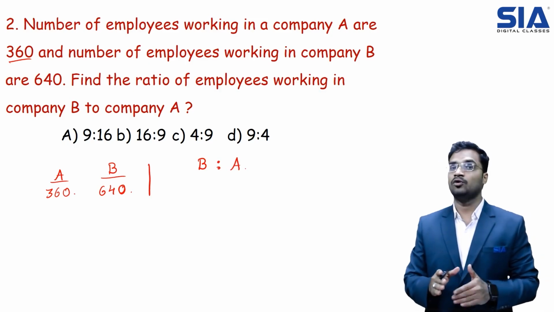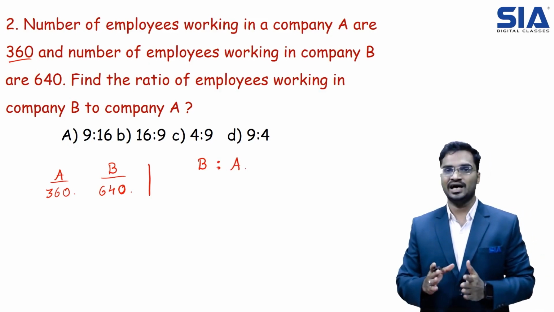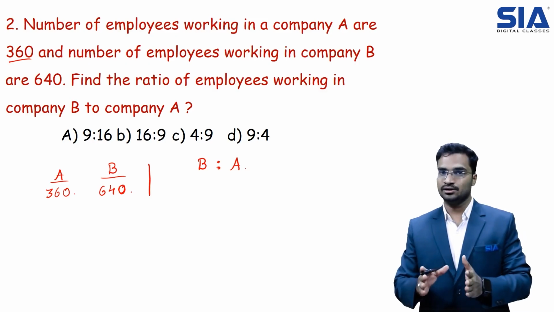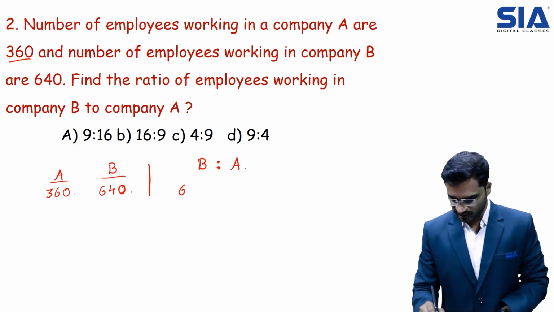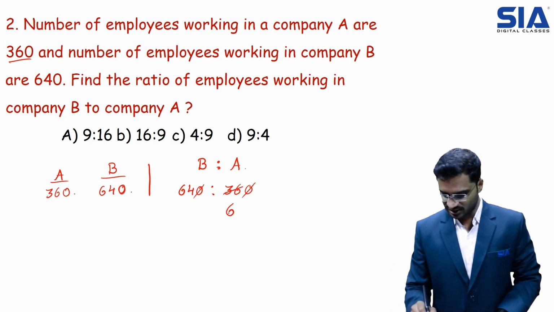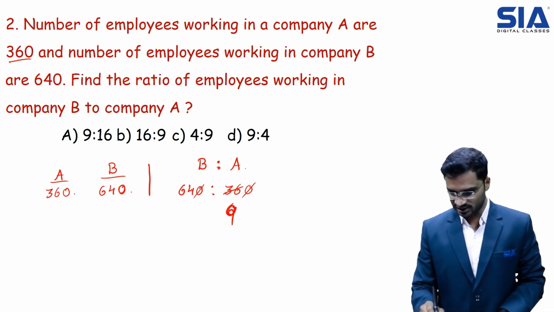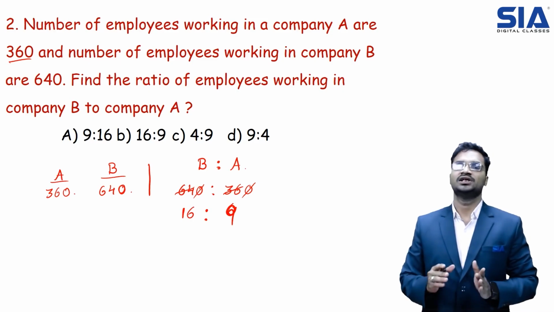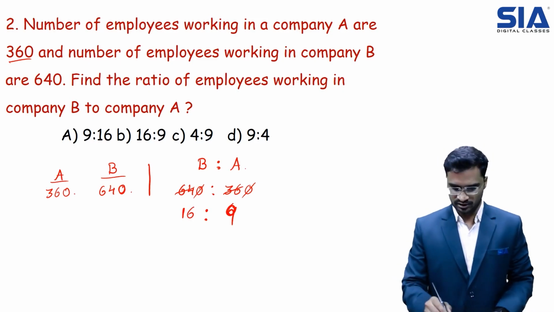You have to remember, whatever the order he is asking, we have to follow that particular order. So B is 640, ratio A is 360. The 0 and 0 get cancelled. In the same way, 4 9s are 36, 4 1s are 4, 4 6s are 24. So our ratio is 16 ratio 9, which is option B.